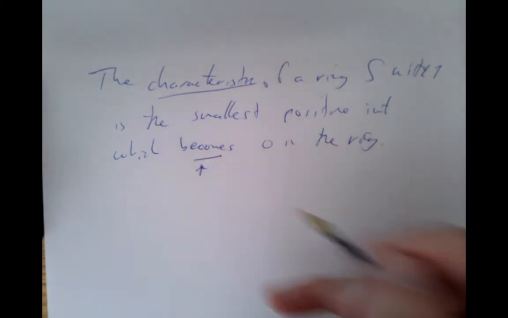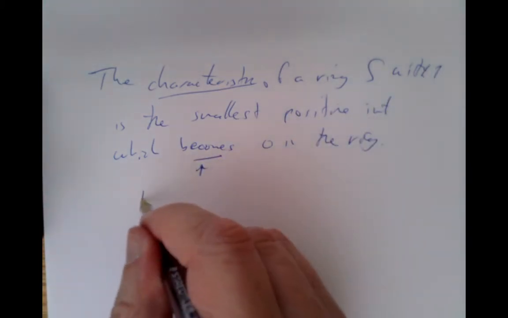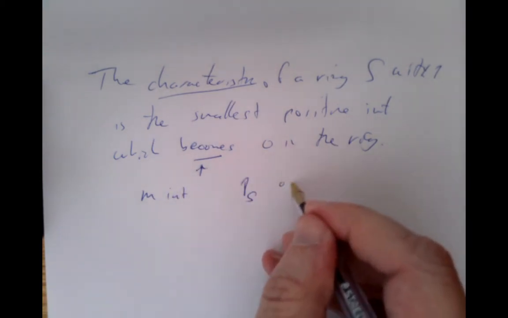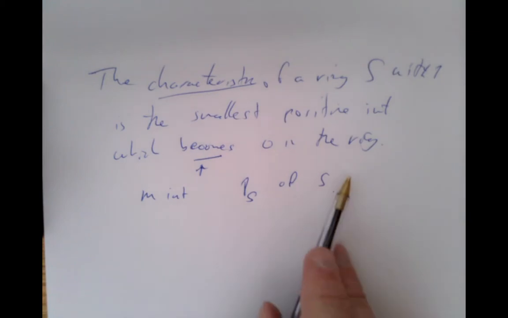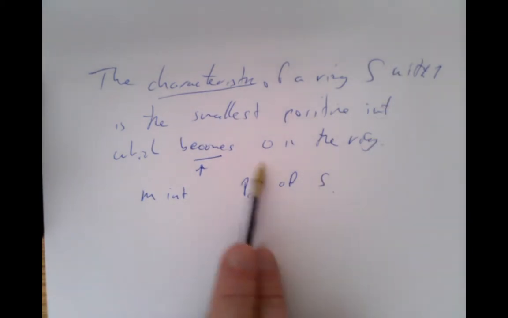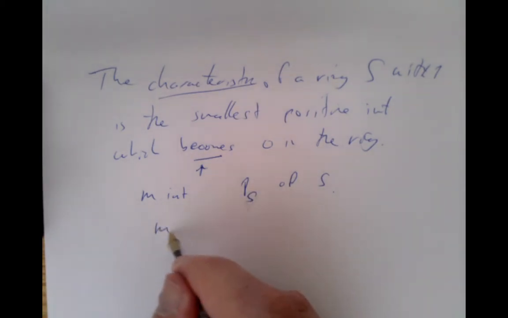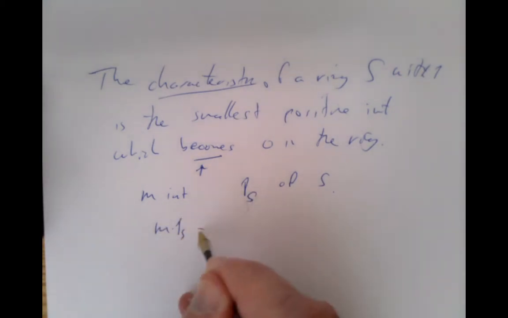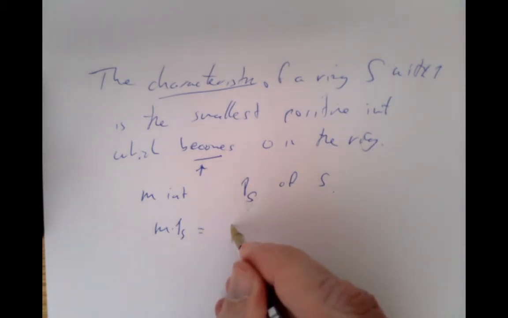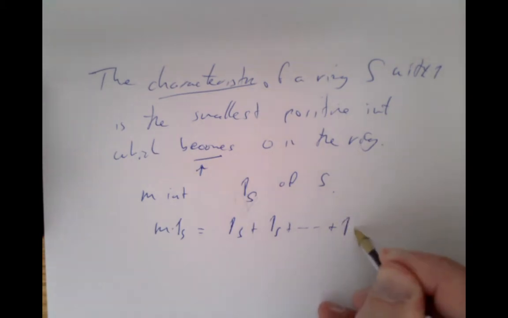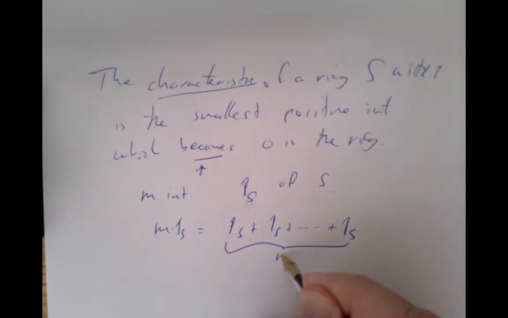What do I mean by becomes? Well, it's a ring with one. So if you have an integer, and you take the one, let's write it as one sub s, of the ring. Let's call it one sub s, just to remember that it's the one of the ring S. Then m times one sub s simply means that you write one sub s plus one sub s plus dot dot dot plus one sub s, m times.